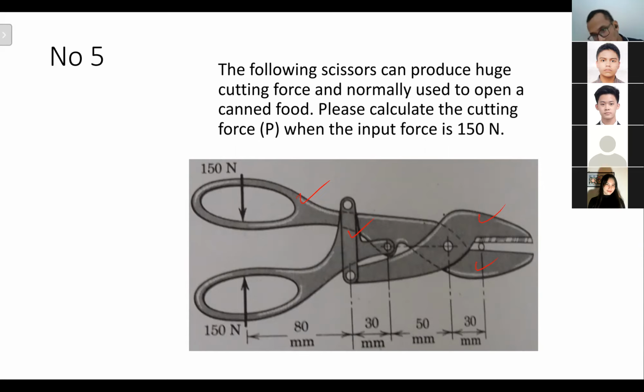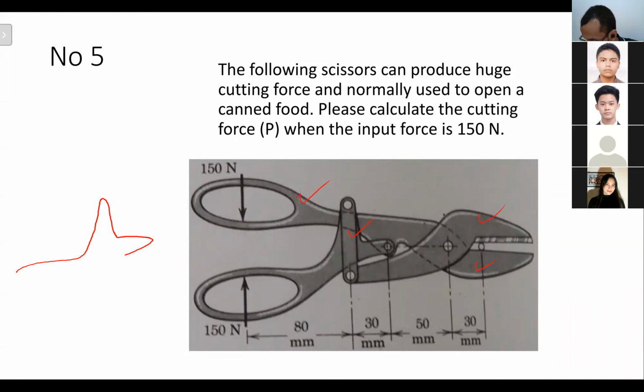Wait a minute. If we look from the first, I believe it's supposed to be under tension. Yes. I believe it's supposed to be under tension. It's a bit confusing because the direction of the member is not supposed to be like that. Right? So I will try to solve this as fast as possible.